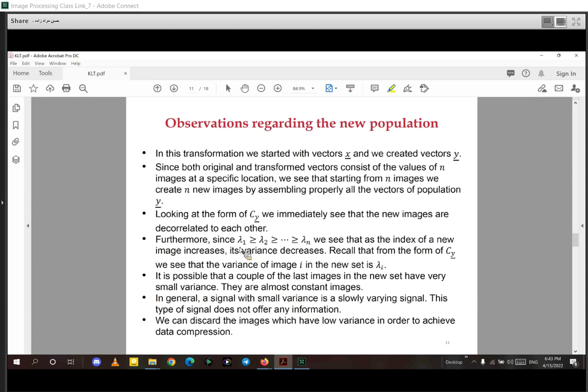Furthermore, since we said row 1 contains the eigenvector with the larger eigenvalue, and the final or bottom row contains the eigenvector with the smallest eigenvalue, since lambda 1 is greater than lambda 2, lambda 3, etc. to lambda n, we see that as the index of a new image increases, from 1 to 2, from 2 to 3, its variance decreases.